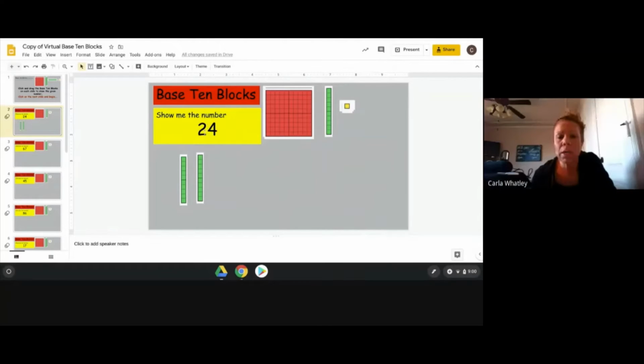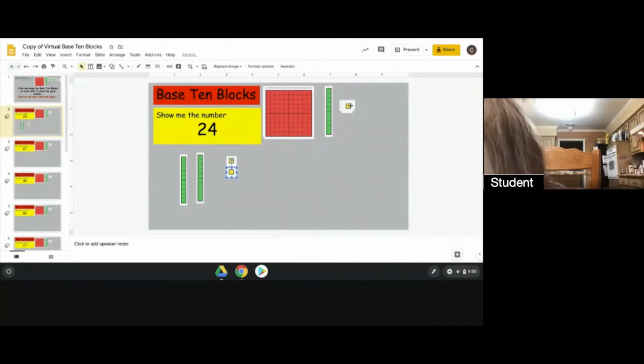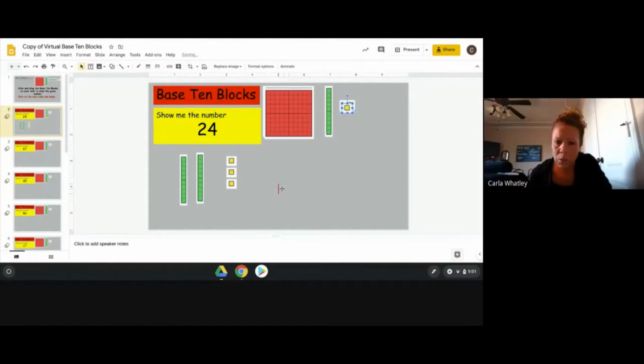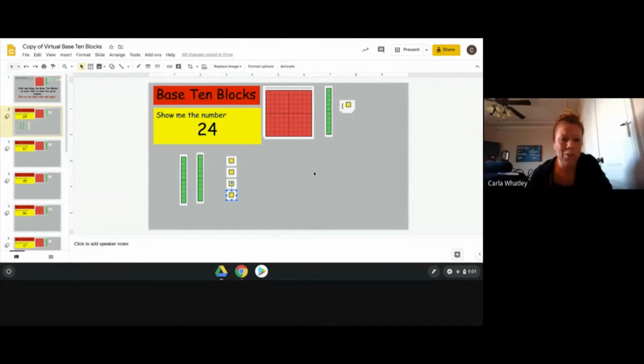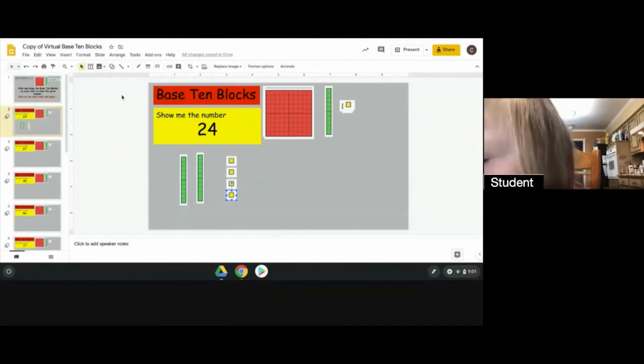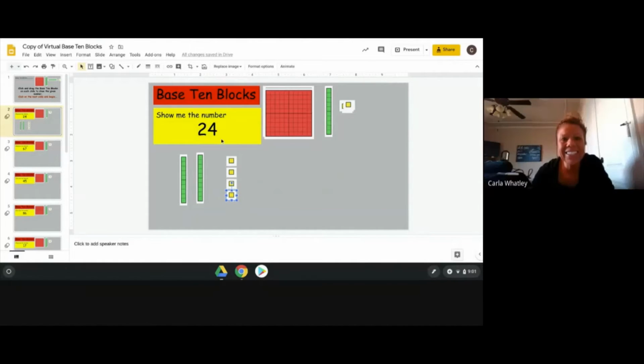Now what do we need? So we have our two tens. Now what do we need to go get? Four ones. And remember the yellow ones are ones. So we have 20. So we'll count. 21, 22, 23, 24. And there we have our 24, don't we? We know that there's two tens and four ones. Excellent. That's so important to know and understand. All right, let's move to the next slide.